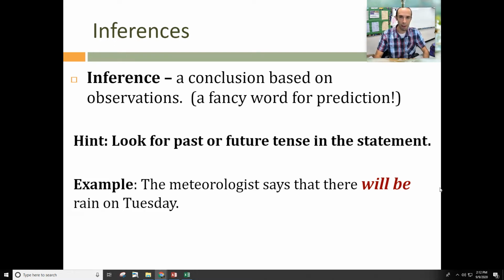Anytime you see the future tense, like "will be," or you see the past tense, like "it has been in the past" or "it happened a long time ago," and I did not directly observe it, that is an inference. So just be aware, look for past, look for future tense, and you know it's definitely an inference. And you're going to be doing an assignment later where you have to determine the difference between observation and inference. So just heads up there.